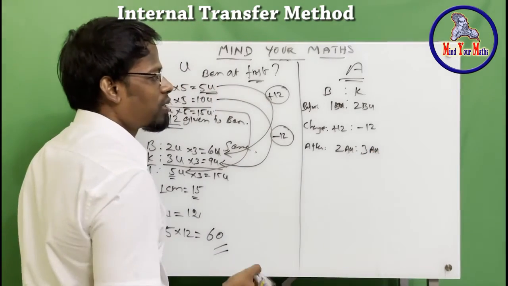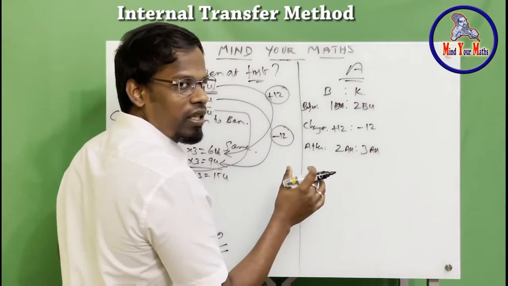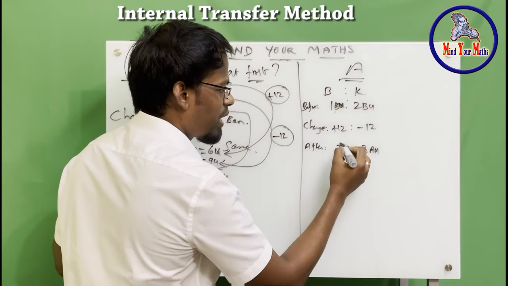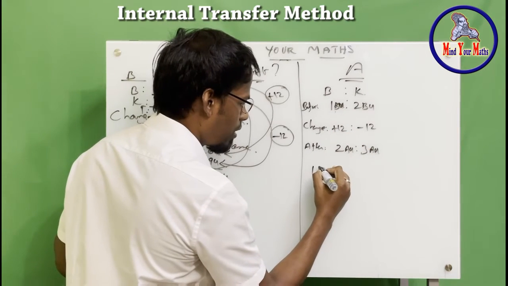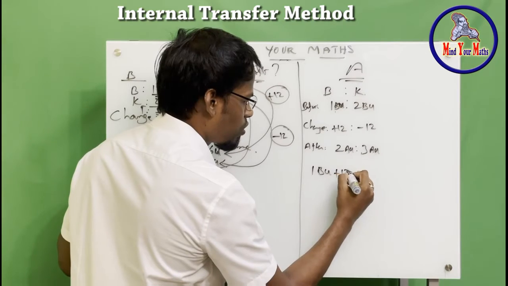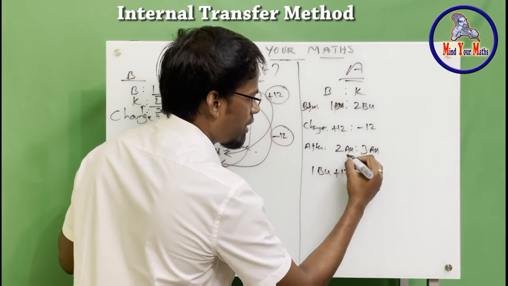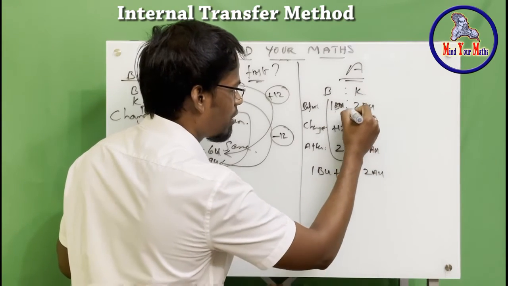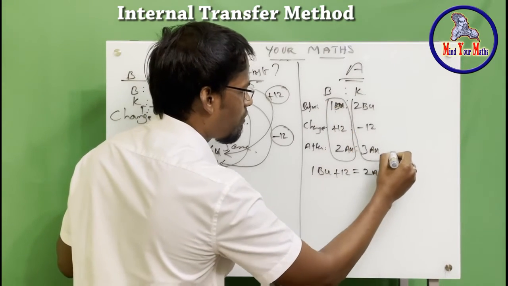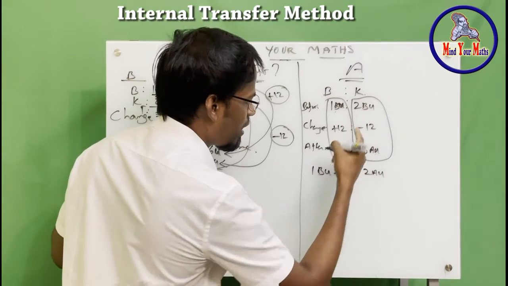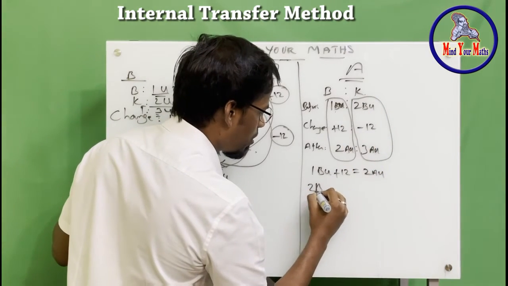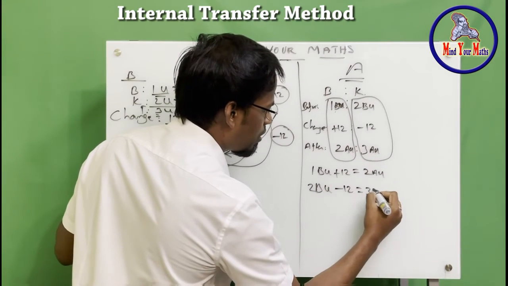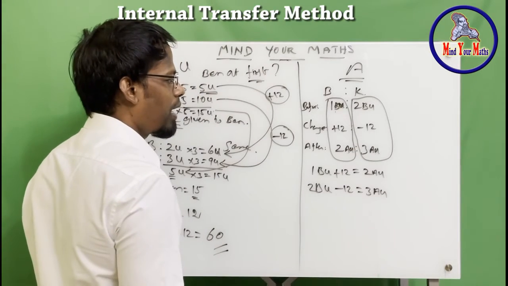Now let's form an equation using these values. So 1 BU plus 12 equals 2 AU. This side forms one equation, and this side forms another equation, which means 2 BU minus 12 equals 3 AU, right?